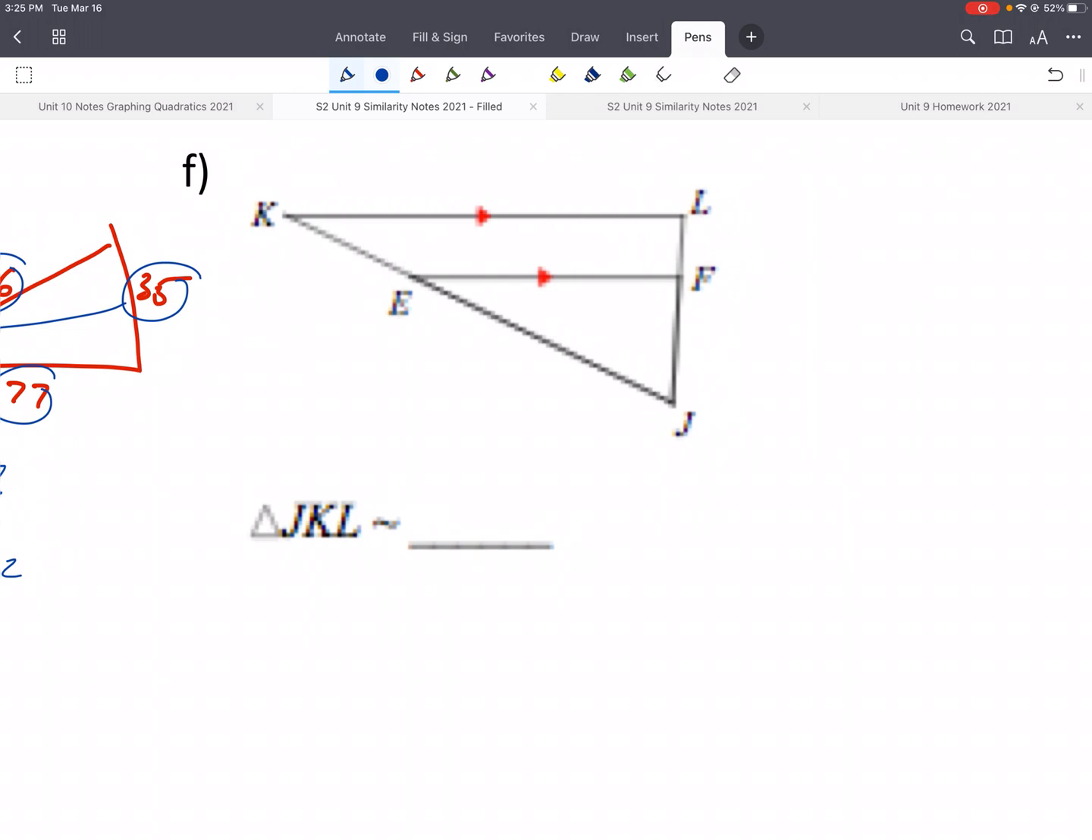All right, now we'll try this last one. So this one's kind of easy because we don't have any numbers. This tells us these are parallel. And if they're parallel, then we know that these angles are the same. All right? And we also know that these angles are the same. And we also know that this shares the same angle. So we could say similar by angle, angle. And its statement here would be, so it goes JKL, so we'll do JEF.